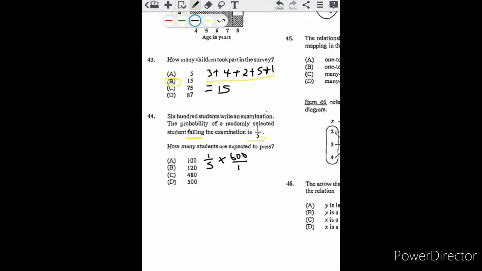Simplifying that, we have 1/5 multiplied by 600, which is 600 over 5. Simplifying, 5 into 5 is 1. 5 into 6 is 1 with 1 remainder, 5 into 10 is 2, and 5 into 0 is 0, so that is 120. But that's the amount that is expected to fail. So we need to subtract 120 from 600 to get those that will pass. So 600 minus 120 would give us 480 students expected to pass, and that is C.